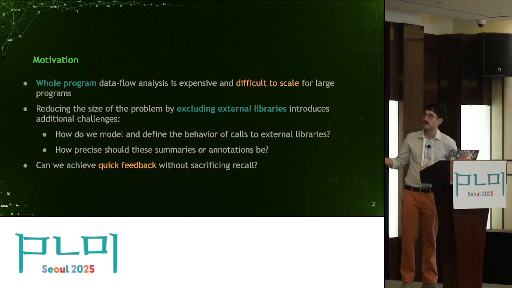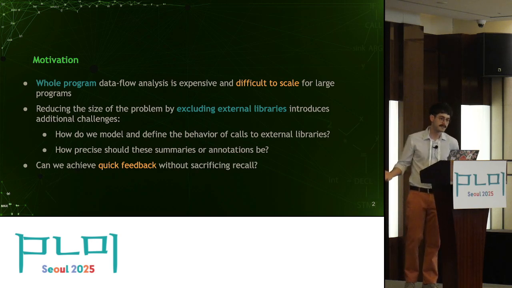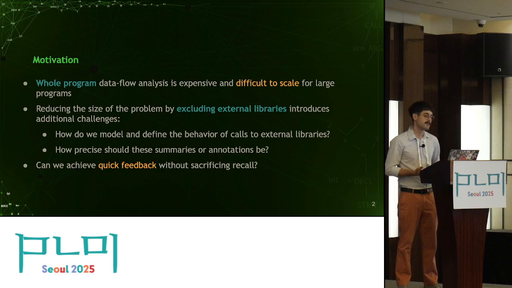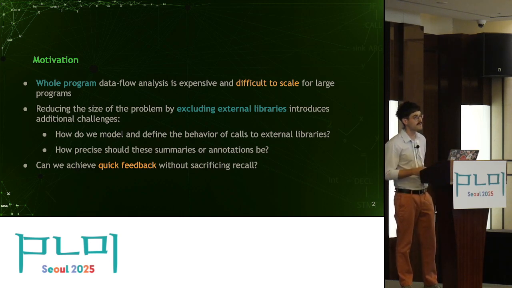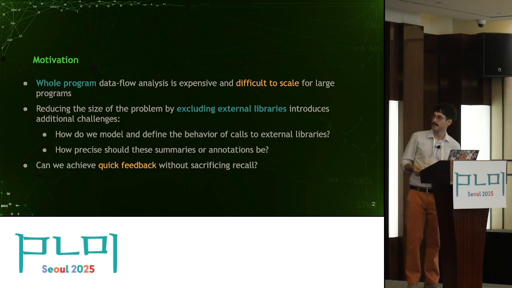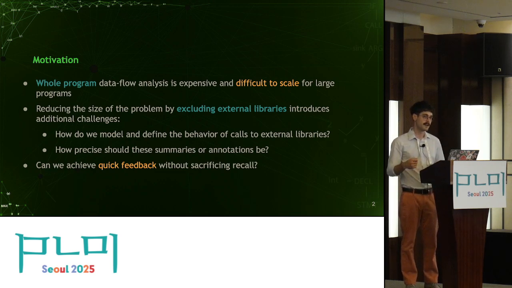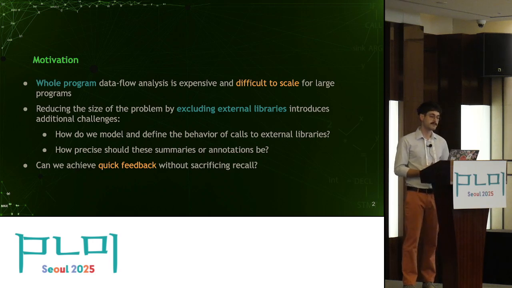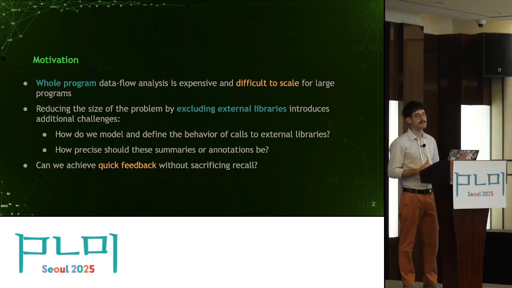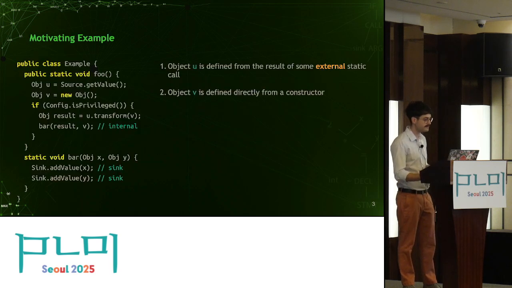So what is the motivation for having this kind of data flow analysis in the project? The motivations are that whole program analysis is expensive and difficult to scale, and if we try to ignore the external libraries and reduce the problem size, we have additional challenges. How do we model and define the behavior at call sites that have unresolvable callees? If we do summarize this in some way, how precise should these summaries be? And can we achieve quick feedback without sacrificing recall?